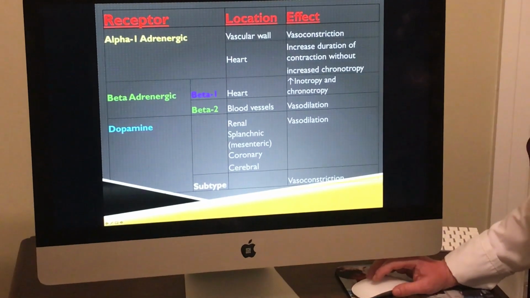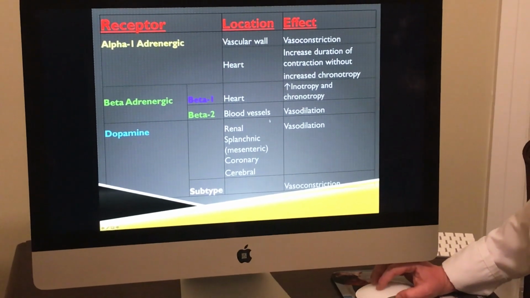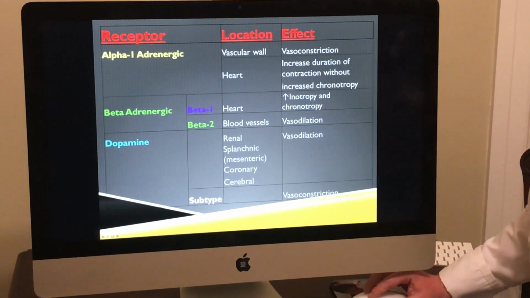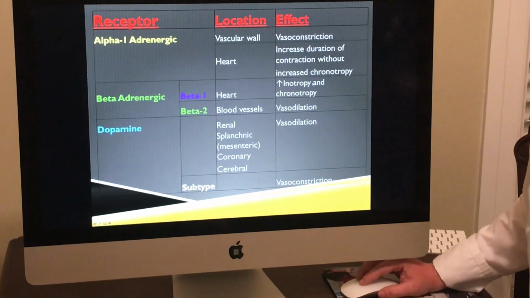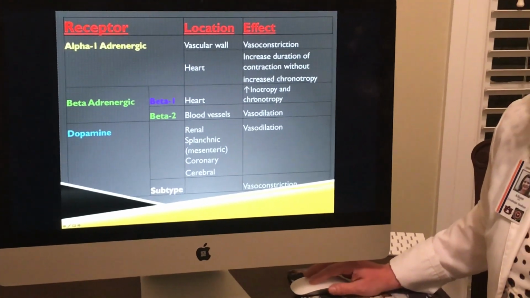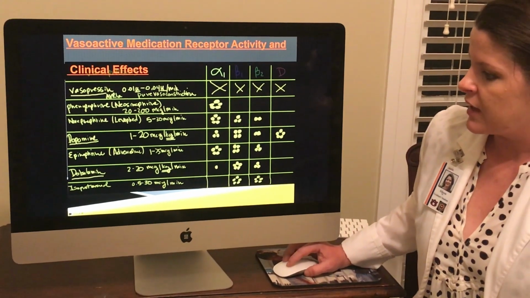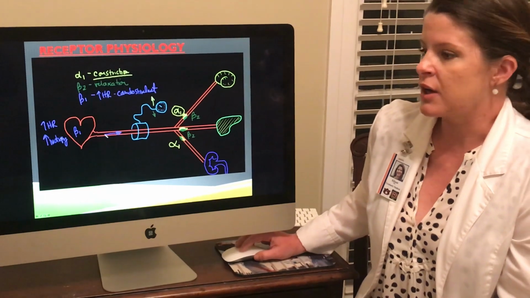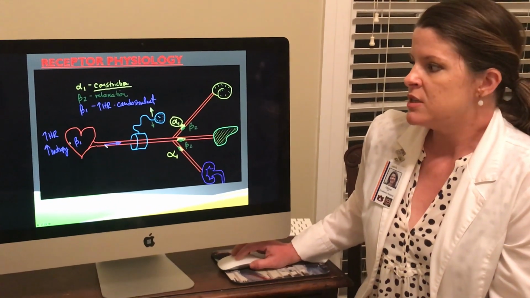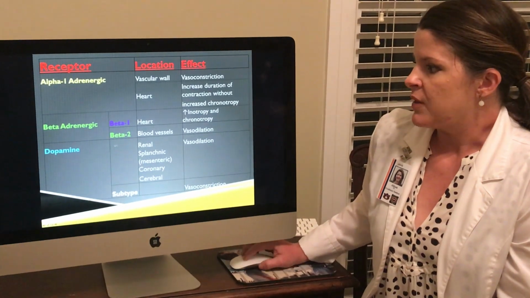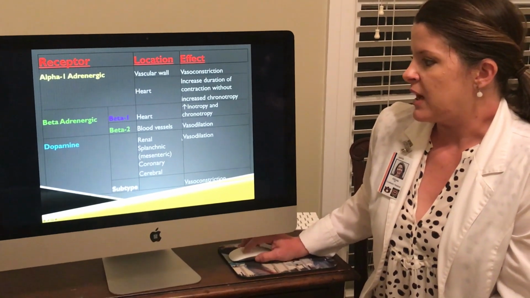So we have vasoconstriction on the vascular wall and vasodilation on the blood vessels. We have your beta-1, which is going to increase your inotropic effect, which we talked about before, increasing that contraction, and also increasing your chronotropic effect, which is going to increase your heart rate. This is important to remember because with these drugs you're going to have to watch and monitor your heart rate. So we know that beta-1s are going to increase that heart rate. Then we have dopamine, which is going to be a vasodilator.